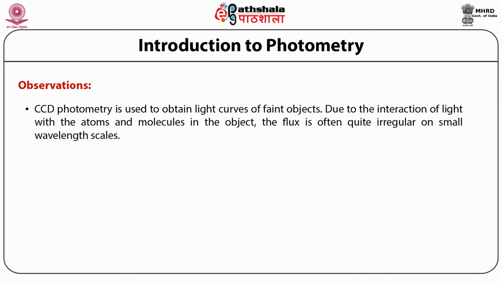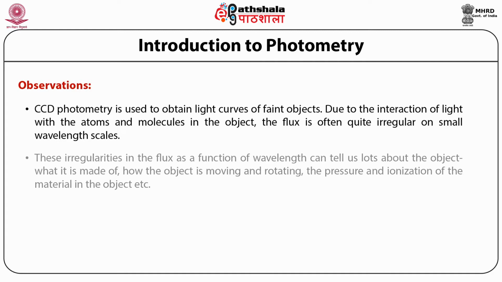Due to the interaction of light with the atoms and molecules in the object, the flux is often quite irregular on small wavelength scales. These irregularities in the flux as a function of wavelength can tell us a lot about the object: what it is made up of, how the object is moving, how the object is rotating, and what the presence and ionization of the material in the object is. The observation of these irregularities is actually called the science of spectroscopy.